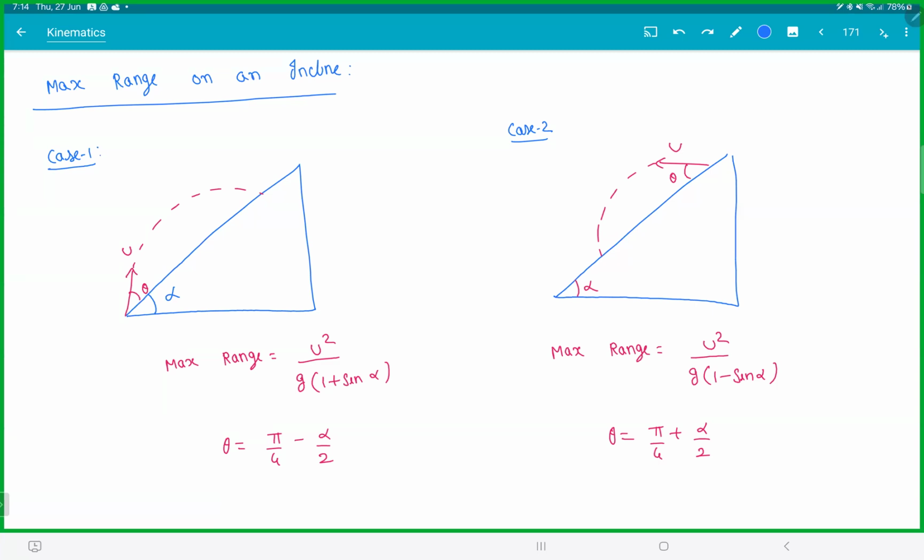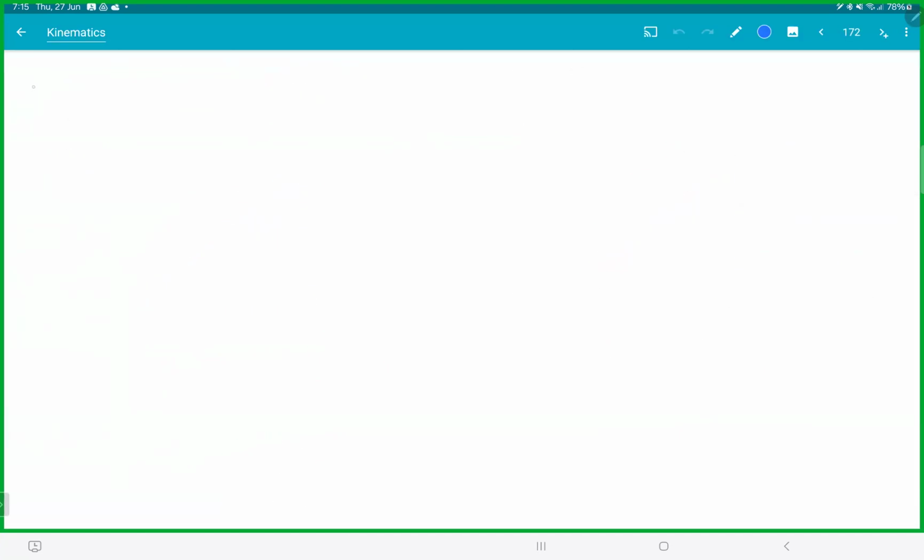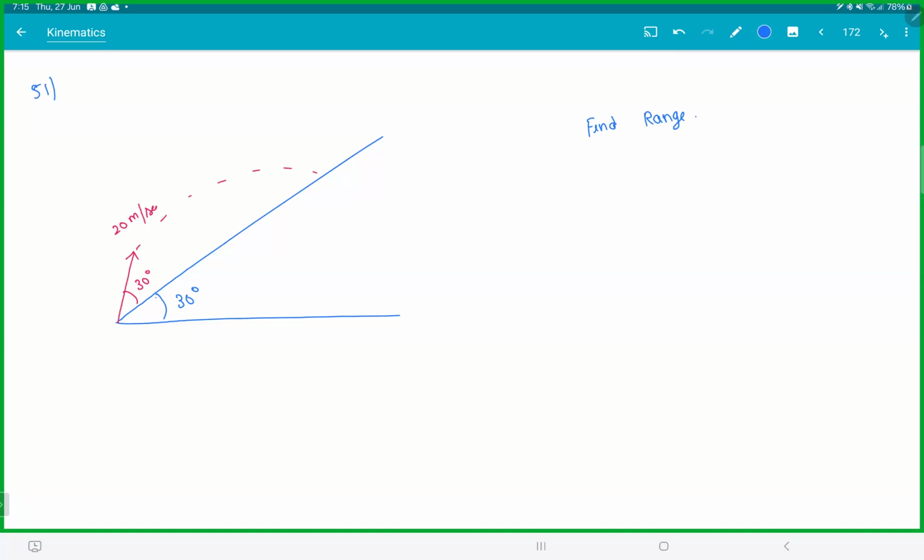Clear? Let's see a question. This is 30 degrees. This angle is also 30 degrees and you're projecting with 20 meters per second. Find range. Get ready, you've got 2-3 minutes. Straightforward. Component substitution done. In this case, theta and alpha both are the same.